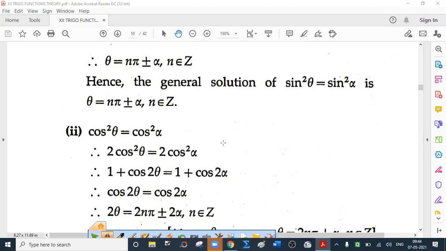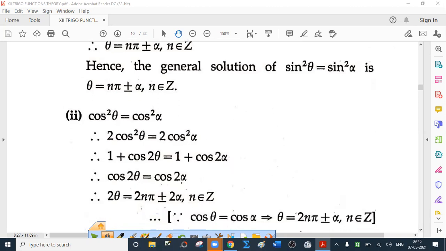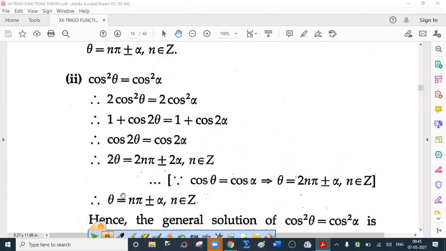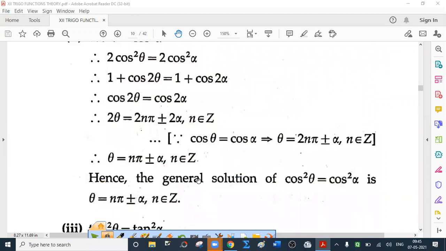Otherwise, I would have suggested that subtract 1 from both the sides, and then for 2 cos square theta minus 1, directly write cos 2 theta. Same thing. So cos 2 theta is cos 2 alpha. So 2 theta is 2 n pi plus minus 2 alpha. Divide by 2 to get theta equal to n pi plus minus alpha, where n is an integer. So what is the general solution of cos square theta equal to cos square alpha? Same. Theta equal to n pi plus minus alpha.